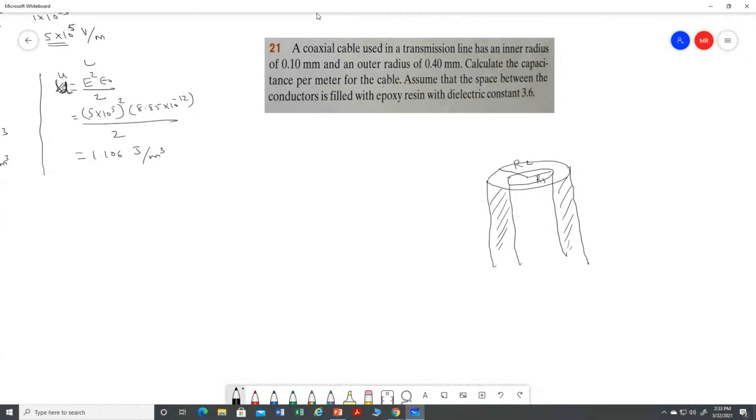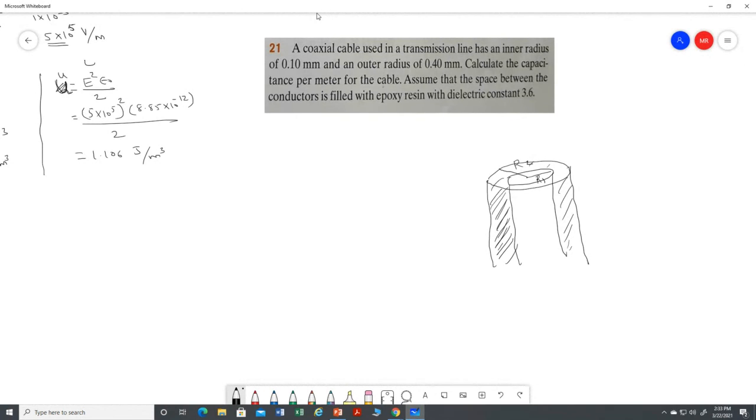Let me read the remaining part. Calculate the capacitance per meter for the cable. Assume that the space between the conductors is filled with epoxy resin with dielectric constant 3.6. My dear, listen carefully. You have two layers: one is the inner wire, another one is the outer layer. So they clearly mention that in between the two wires, you fill with some dielectric material.